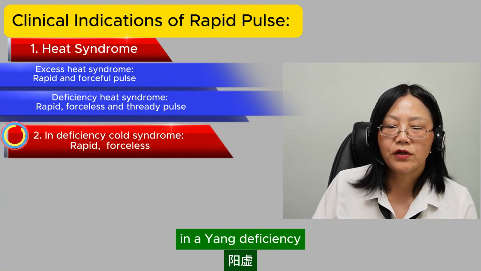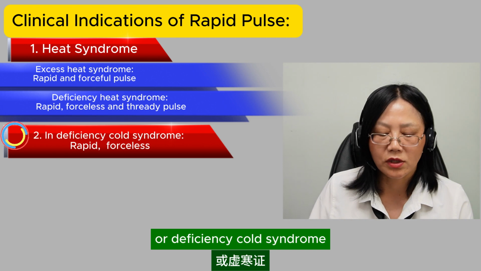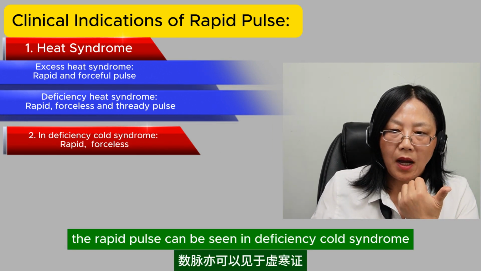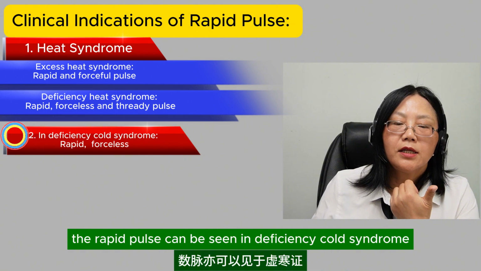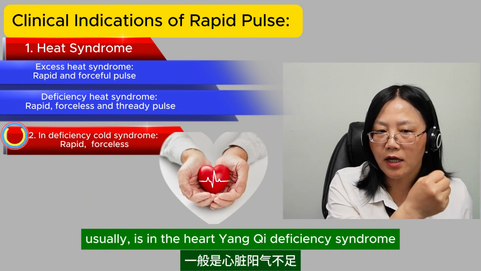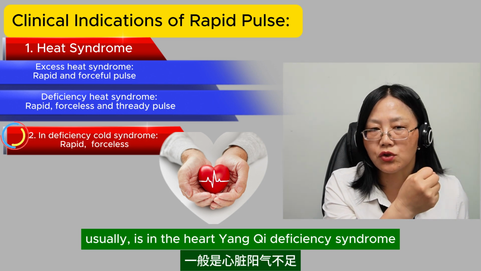In a yang deficiency or deficiency cold syndrome, you can see the rapid pulse as well. The rapid pulse can be seen in deficiency cold syndrome. Usually it's in the heart yang qi deficiency syndrome.